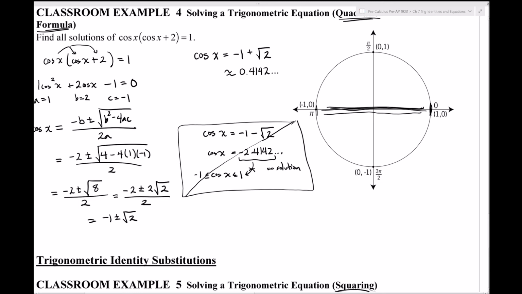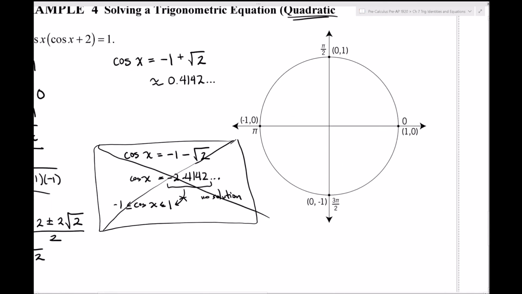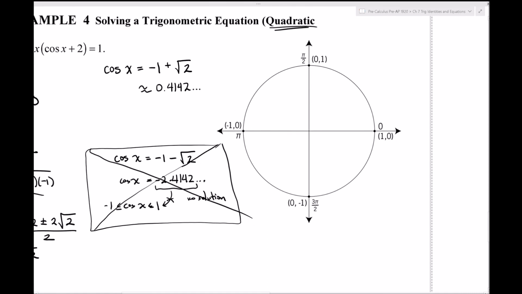If we're talking about cosine equaling -2.4142, we're talking about a point all the way out here at -2.4142. And that doesn't happen because that's not on the circle. So that's not geometrically consistent with the unit circle. That's why we say there's no solution to this. So we're only going to consider the first one as something that contributes viable solutions.